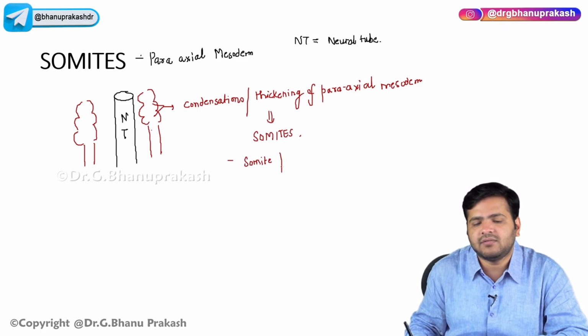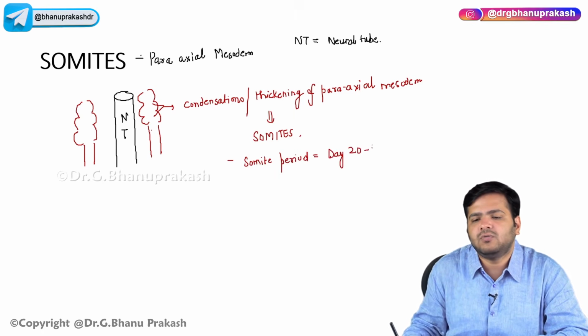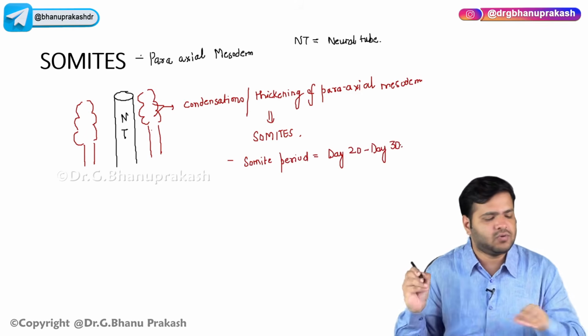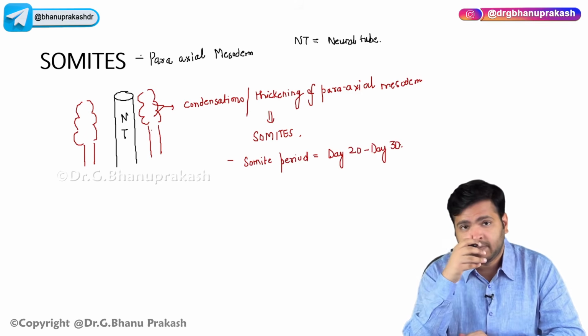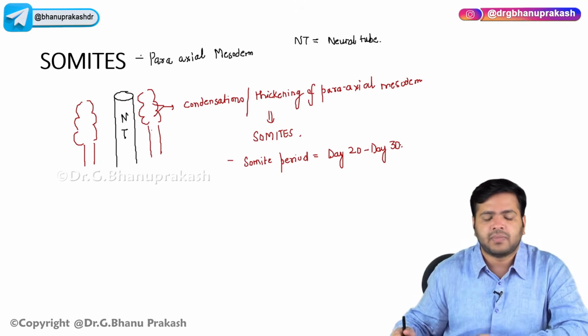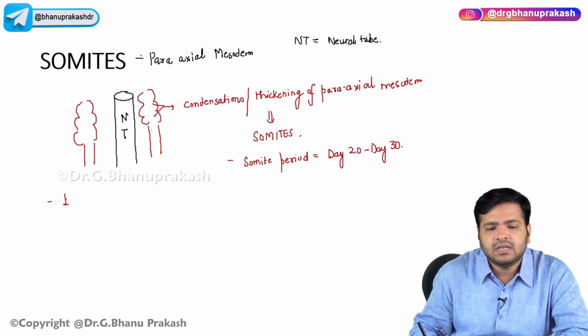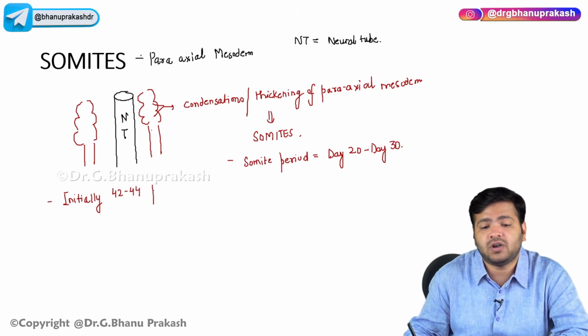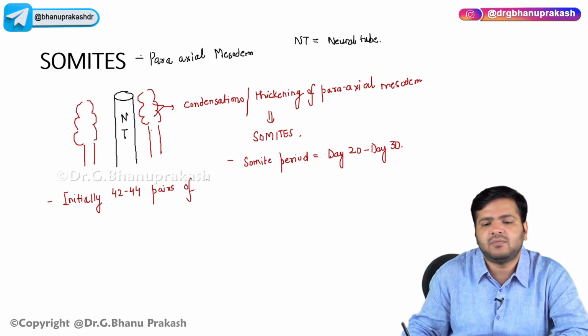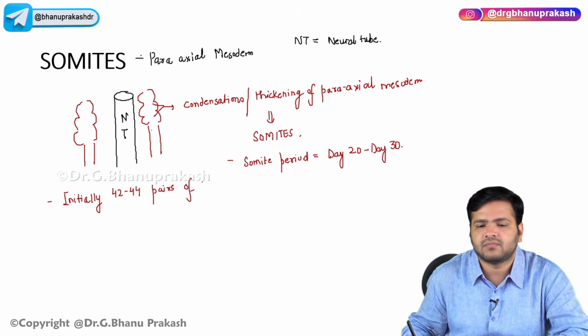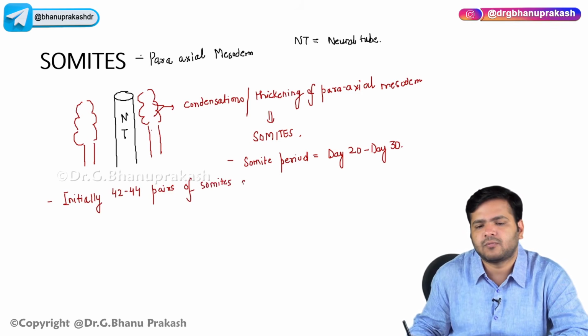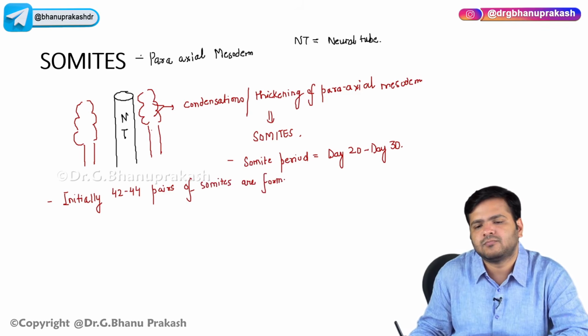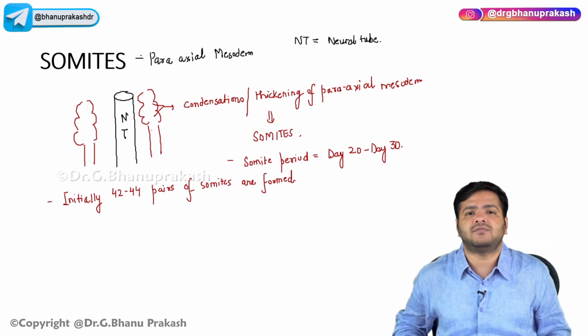Now there is something called the somite period, and this somite period is from day 20 to day 30. Initially, remember, 42 to 44 somites are formed, like 42 to 44 pairs of somites are formed, right?